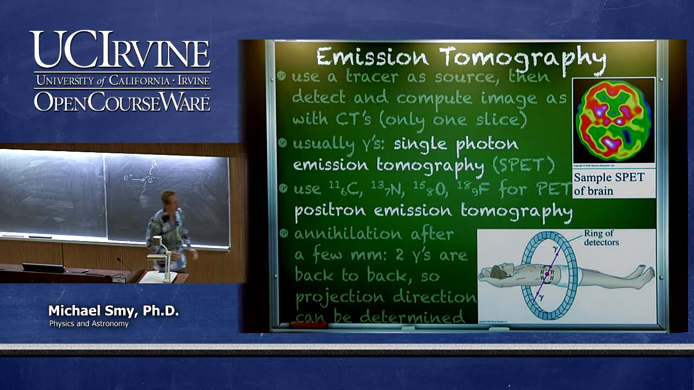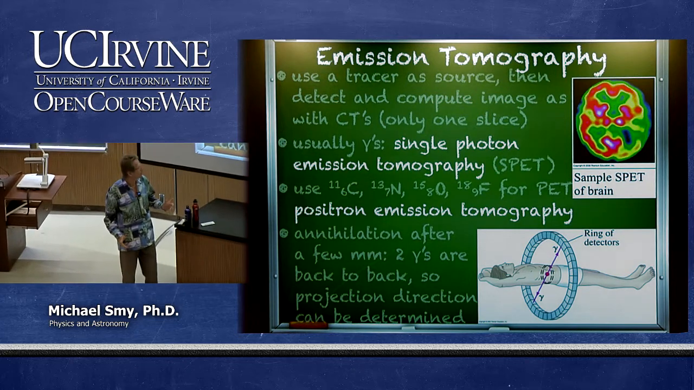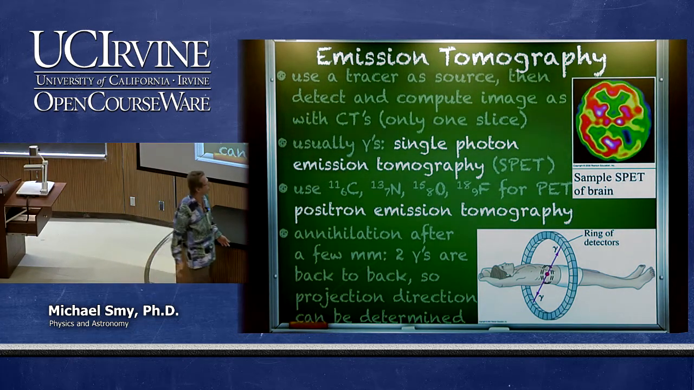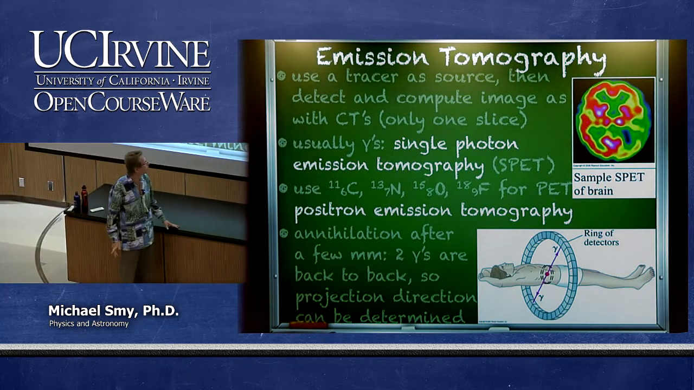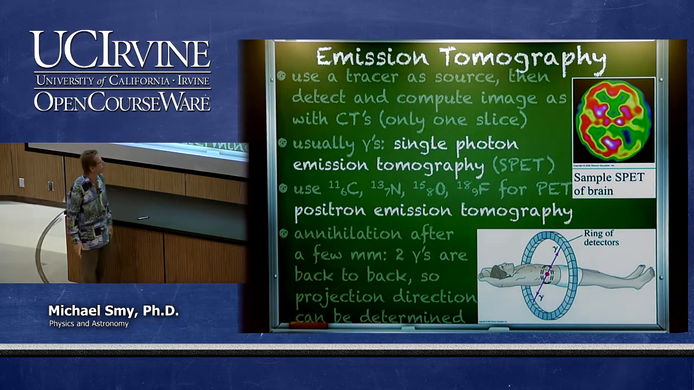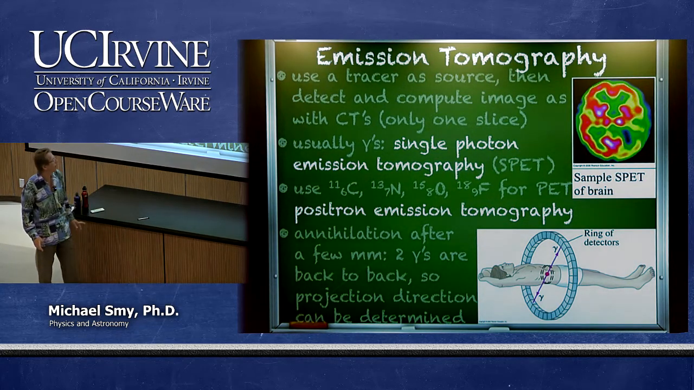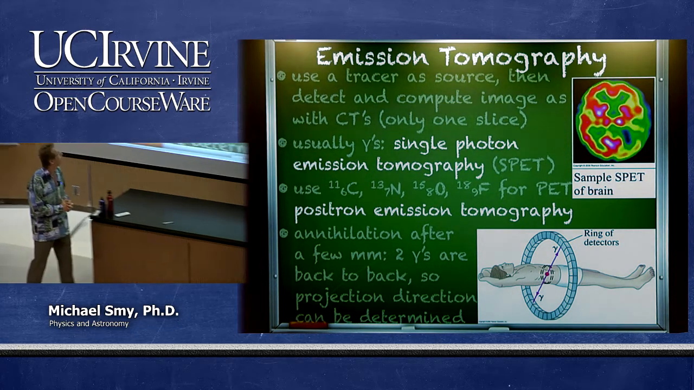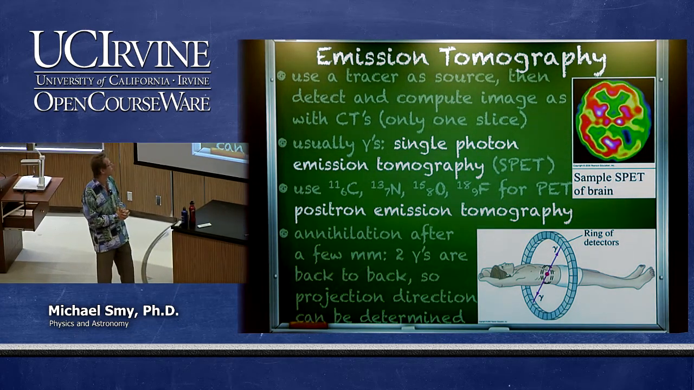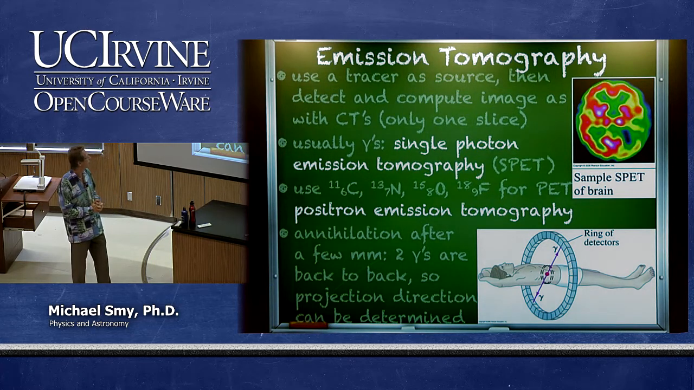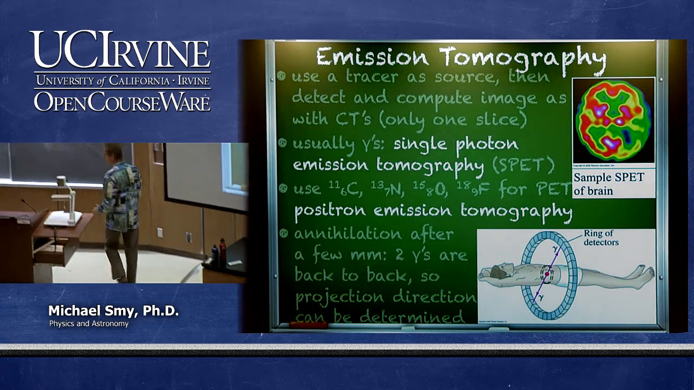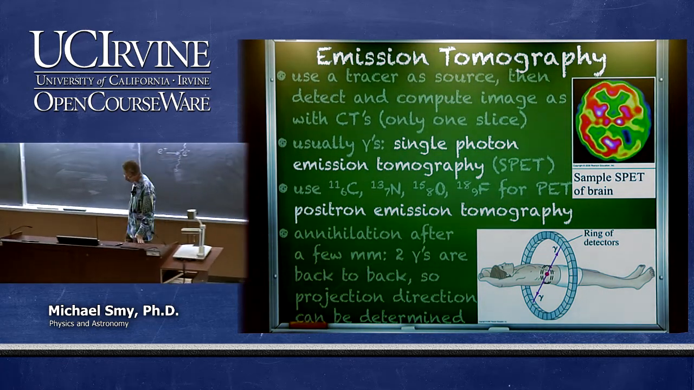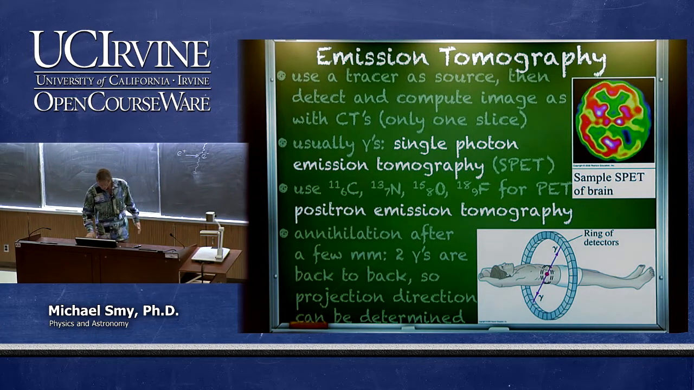And so you have detectors surrounding the patient which look for simultaneous detection of two photons that are back-to-back, and that gives you the axis along which those photons propagate. And you then make an image using the tomography technique. You then proceed in the normal way. And those are called PET.